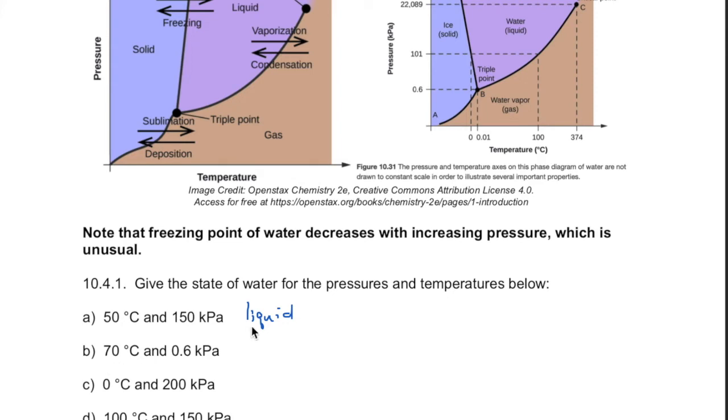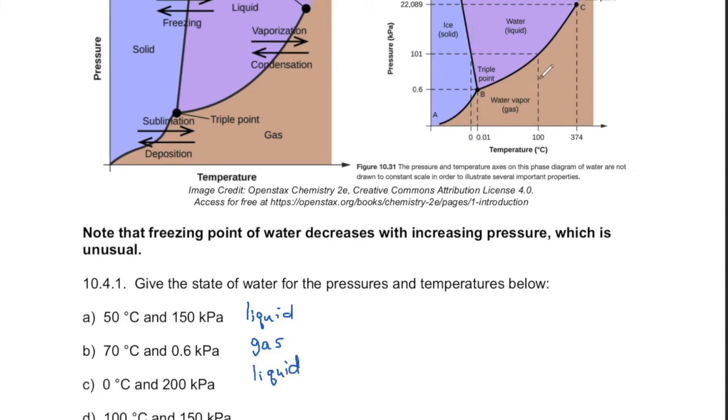Here we're going to look for 70 degrees Celsius, maybe around here, and 0.6 kilopascals, that's already marked off for us over here. So here, we're definitely in the gas section of the diagram. Here we have a temperature of 0 degrees Celsius that's already marked off for us. And if we go straight up, once we get higher than 100 kilopascals, so maybe in this area somewhere would be 200 kilopascals, this would also be a liquid.